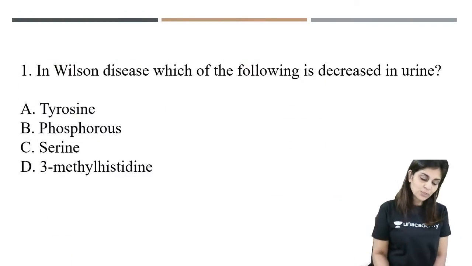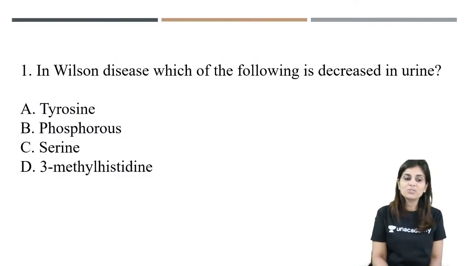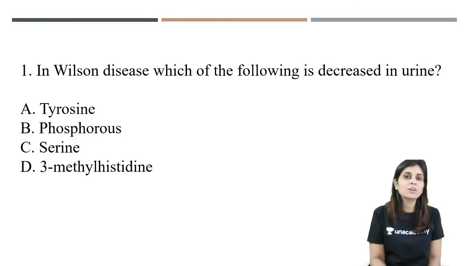And let's now start discussing these MCQs. This is an MCQ which was shared to me through my Telegram group, and the question is about Wilson's disease. In Wilson's disease, which of the following is decreased in urine? Tyrosine, phosphorus, serine, 3-methylhistidine. If not this MCQ, there is a higher probability that you get any MCQ on Wilson's disease, and that's why I thought we should discuss this disorder.